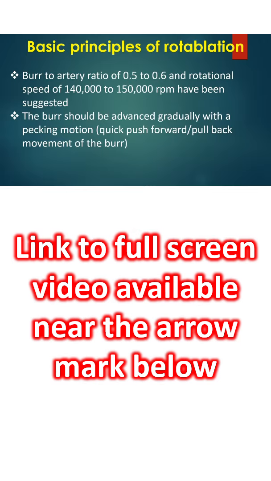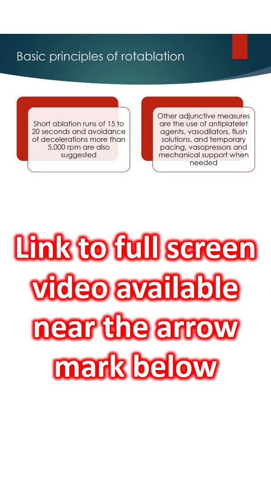Burr to artery ratio of 0.5 to 0.6 and rotational speed of 140,000 to 150,000 rpm have been suggested. The burr should be advanced gradually with a pecking motion, quick push forward and pull back movement of the burr. Short ablation runs of 15 to 20 seconds and avoidance of decelerations more than 5000 rpm are also suggested.